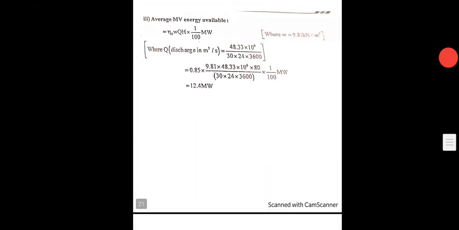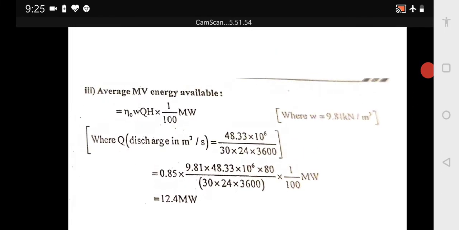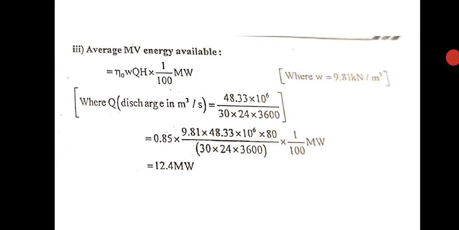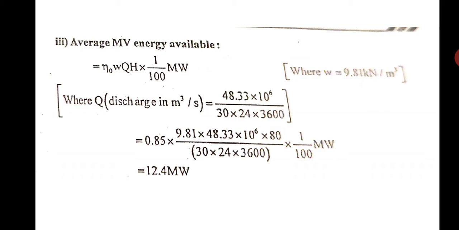Okay, now the last part is we have to see how much power can be generated. So we have to do two calculations. First, this discharge was given in millions of meter cube per month. So I will convert this millions of meter cube per month into meter cube per second.